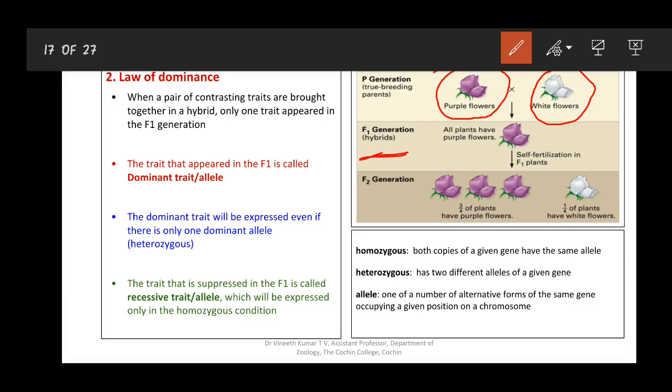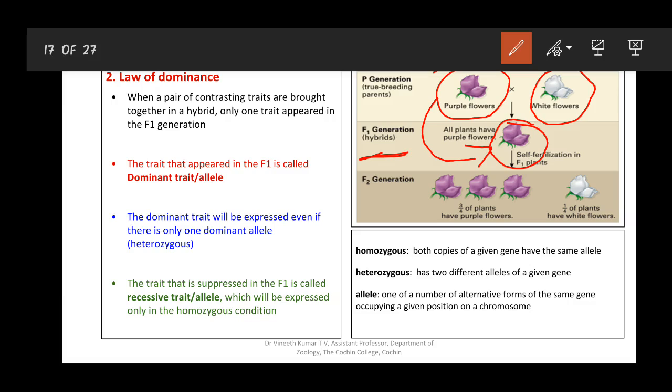He got the results in such a way that the F1 generation, or the offspring of the F1 generation, will take the character of one of the parents. In this case, you can see that it takes the parent with the purple color. In such cases, the character which is shown in the F1 generation will be considered the dominant allele, or the dominant trait, or the dominant phenotype, and the other which did not appear in the F1 generation. So we took two parents with contrasting colors.